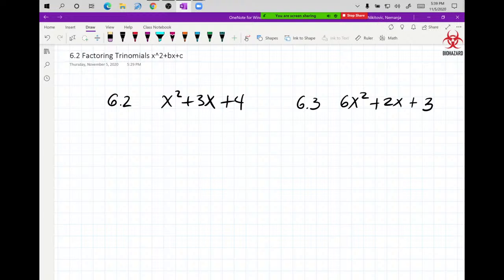Now 6.3 is actually intermediate algebra, so we will not be covering 6.3 in this class, but I wanted to make sure that you know that when you have anything in here other than 1, it's either going to be factoring by greatest common factor, or it's going to be 6.3. So that's what we are focusing on.